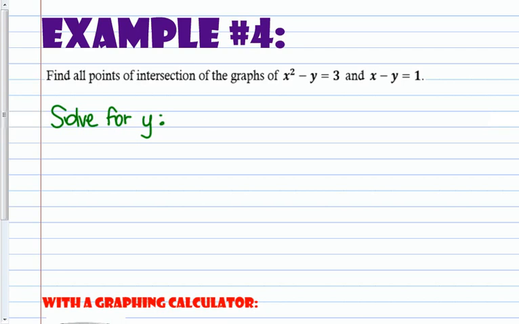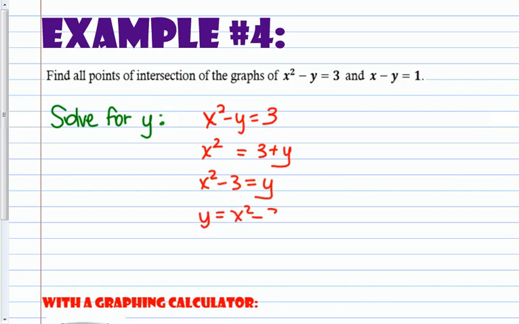So the first one, x squared minus y equals 3. So to isolate the y, I would add y to both sides. So x squared equals 3 plus y. And then the 3 has got to go. So x squared minus 3 equals y. And I could leave it like that, or write it this way. Doesn't matter, whatever you're most comfortable with, because that's the way you were trained. No big deal.